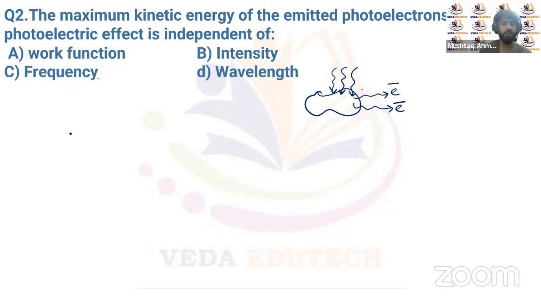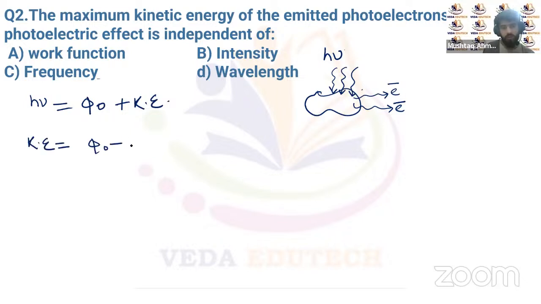maximum kinetic energy, we know that according to Einstein's equation, whatever energy we supply, let's suppose h nu is the energy supplied to the metal surface. Some part of this energy will go into the work function, and the rest of the energy will be kinetic energy. So kinetic energy will be equal to the total energy minus the work function, where phi naught is the work function. Now it means that if we increase the work function, then the kinetic energy will actually decrease, provided the frequency is fixed.